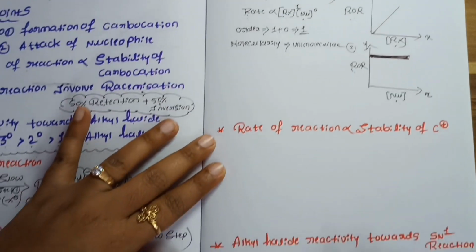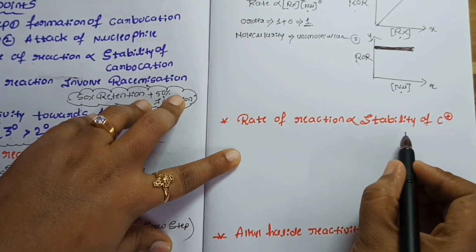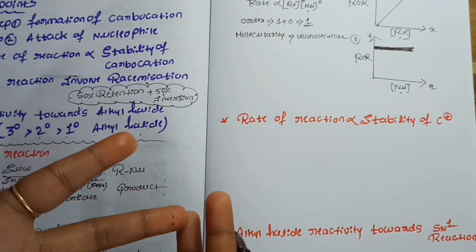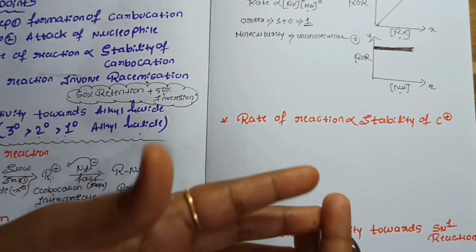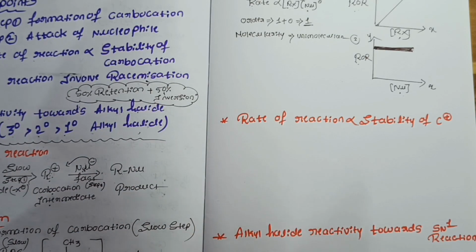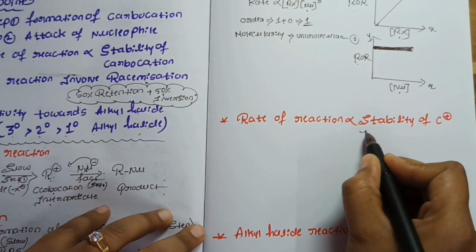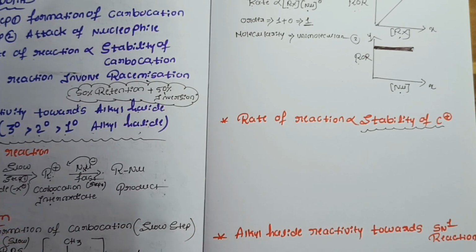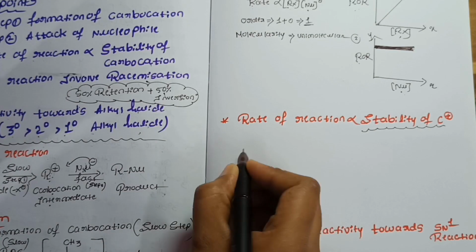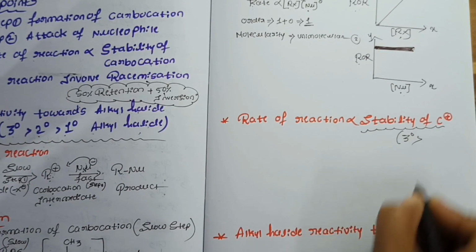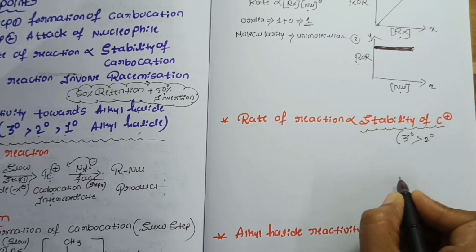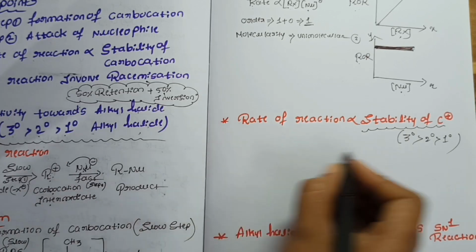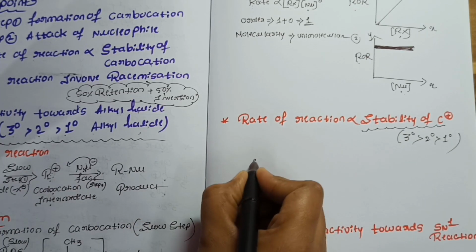The next concept is that the rate of reaction is directly proportional to the stability of the carbocation. Now, what do we mean by rate of reaction? Whether the reaction goes fast or slow, this all depends upon the stability of the carbocation. First we should know which carbocation we call stable. A tertiary carbocation is more stable compared to secondary, and a secondary carbocation is more stable compared to primary. How? By taking an example, I'll explain.